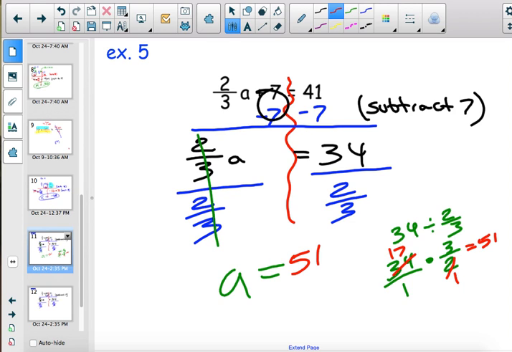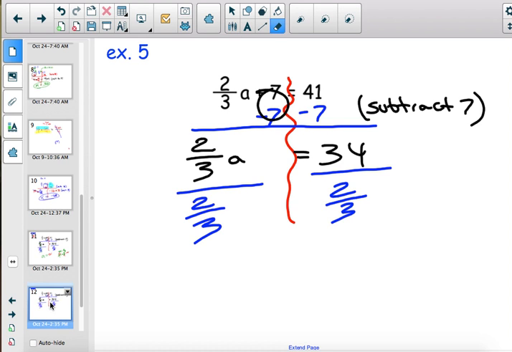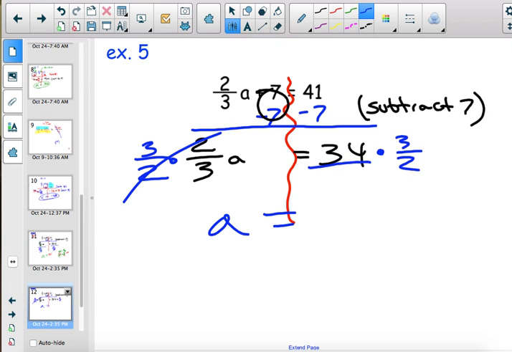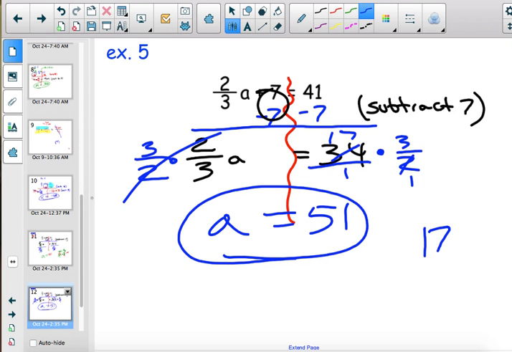We're going to call this example 5A, and then I'm going to go back to this part. So some people say, well, you could just multiply by 3 over 2 on both sides. That's going to cancel. You're going to be left with A equals. And it's the same thing here. You're going to cross, you're going to get 1, you're going to get 17. 17 times 3 equals 51.